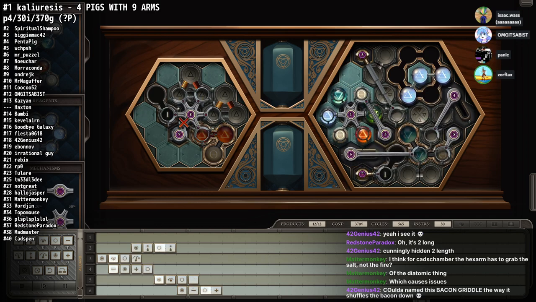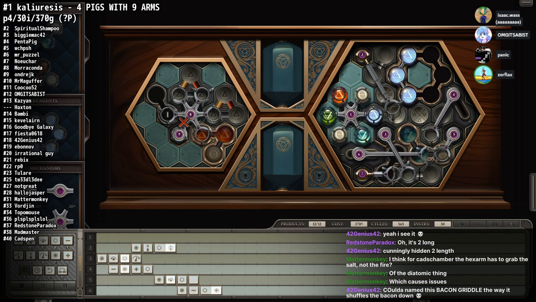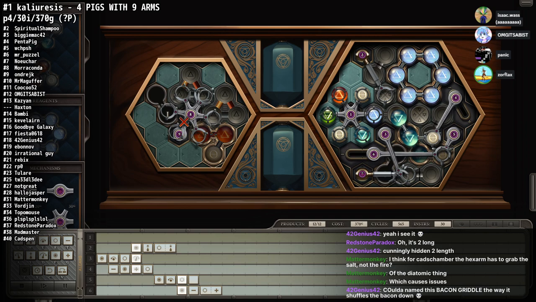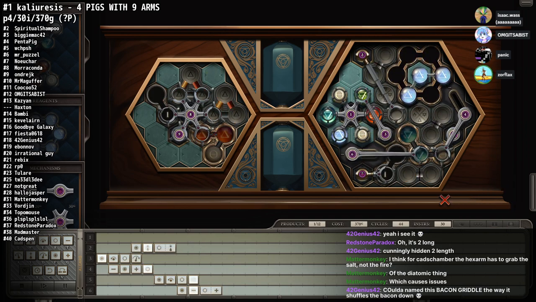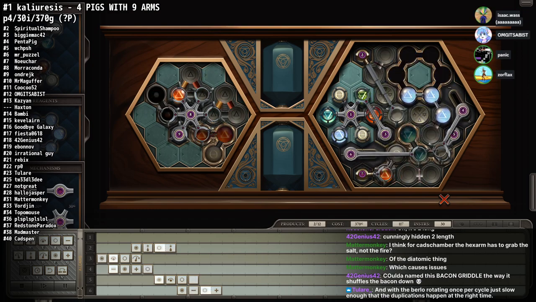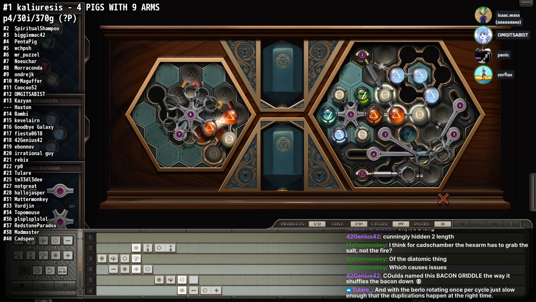That has to be the same one, because arm 1 grabs two fire atoms, essentially. Arm 8, I mean. And it has to be salt fire for the CAD spin chamber to work. If that makes sense. I see why it doesn't work. All right, I'm glad I could get that out of my brain.